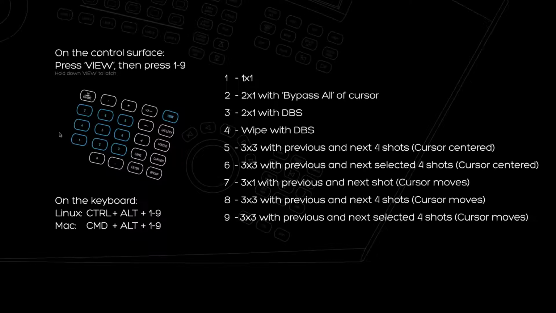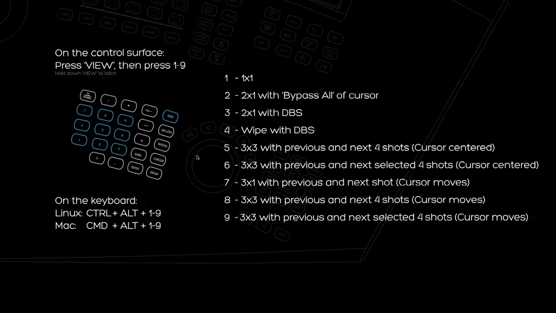If you don't have a grading surface available, then you can use the keyboard shortcuts. Here on Linux, this is Control, Alt, and then the numbers 1 through 9. And on Mac, this is Command, Alt, and then numbers 1 through 9. And the difference here is that on the grading surface, you hit the buttons one after the other. So first you press view, then you press the number. On the keyboard, you press all of these buttons all at the same time.